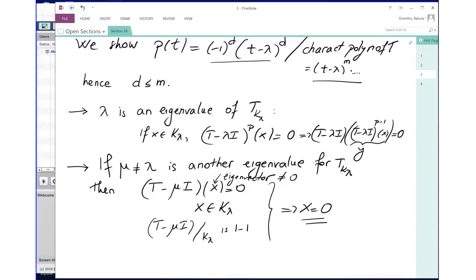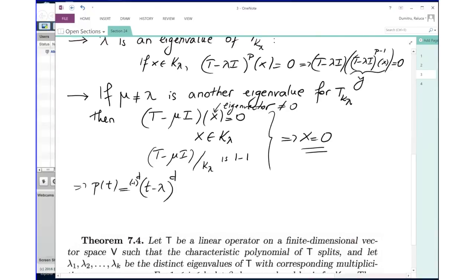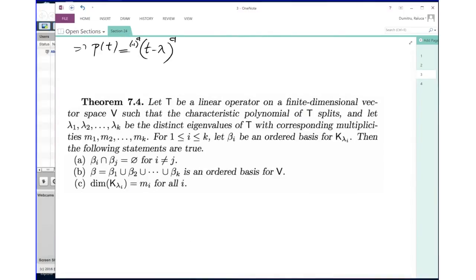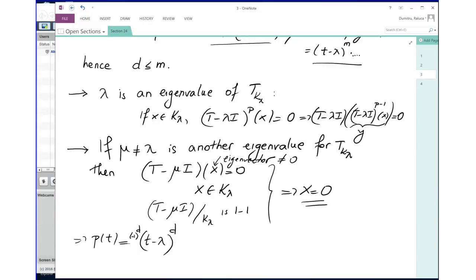So T restricted to K lambda has no other eigenvalue, hence its characteristic polynomial has only this factor. It is completely factored out. It splits. D is the dimension, so the power has to be d, with the minus 1 to the d coming from the format, right? When you compute a characteristic polynomial, you subtract things off the main diagonal. Okay. So the dimension of K lambda is at least m, based on all this.